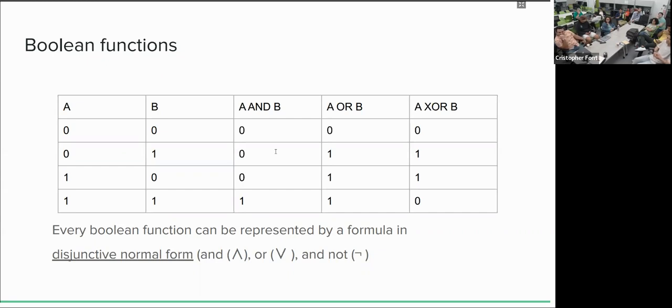And what this means down here, this disjunctive normal form, it's nothing too complicated. What it means is that any Boolean function can be represented using these three operators. However complicated it may be, we can represent it using AND, OR, and XOR.